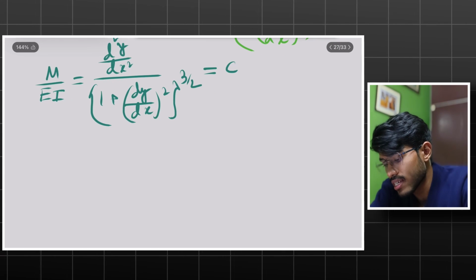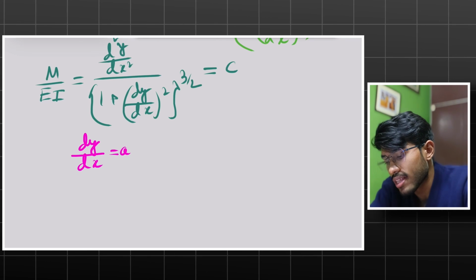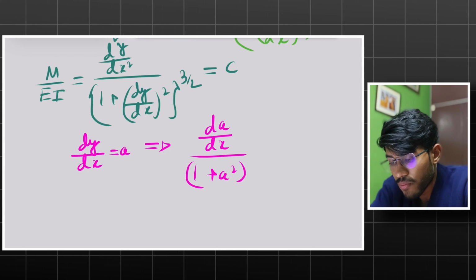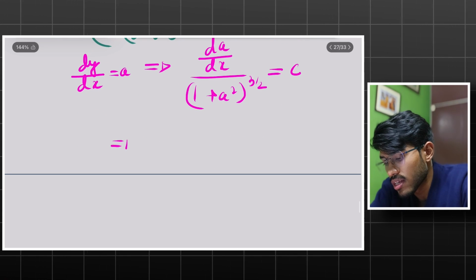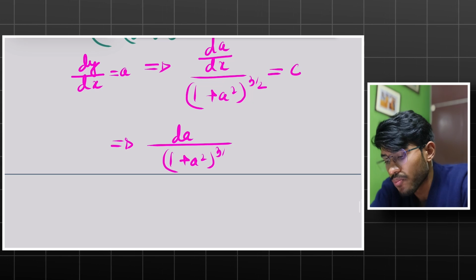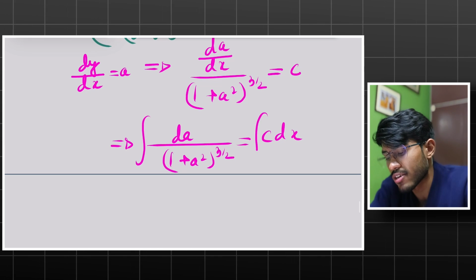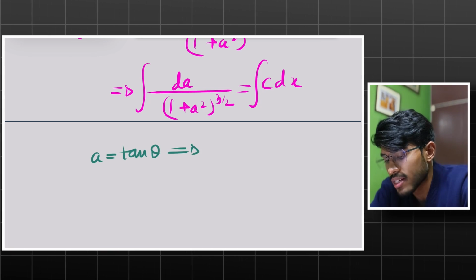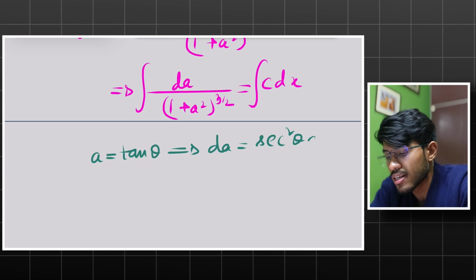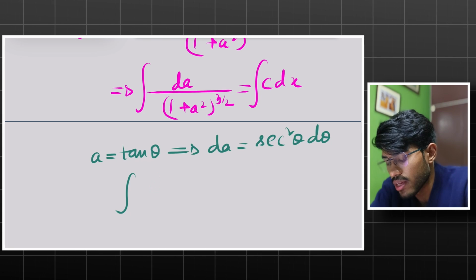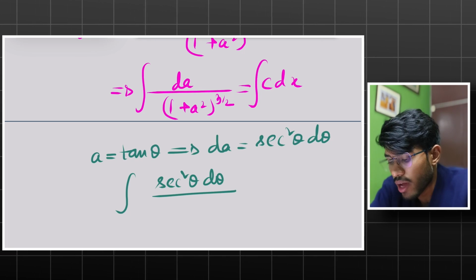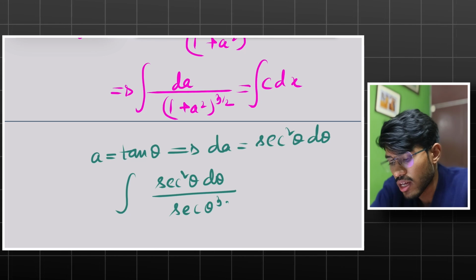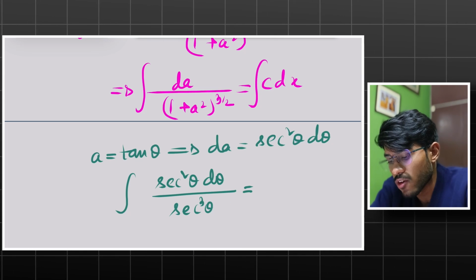So if this is a constant, now I say that my dy dx is equal to a. That means my equation will be this, right? da by (1 plus a square) to the power 3 by 2 is equal to c. That means if I do the integration, I have to do this one, c dx, integrate. So now how can I integrate this? Take a is equal to tan theta. That means my da will be sec square theta d theta. That means my integration will be sec square theta d theta by 1 plus tan square theta, that is sec square theta, to the power 3 by 2. So that will be sec cube theta, and that is equal to cx.